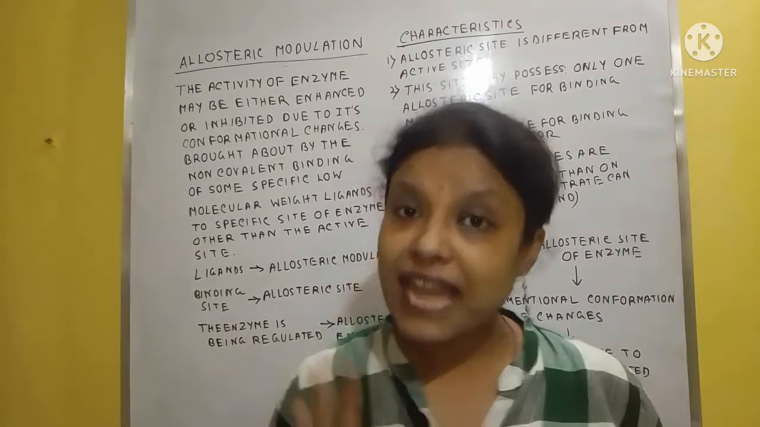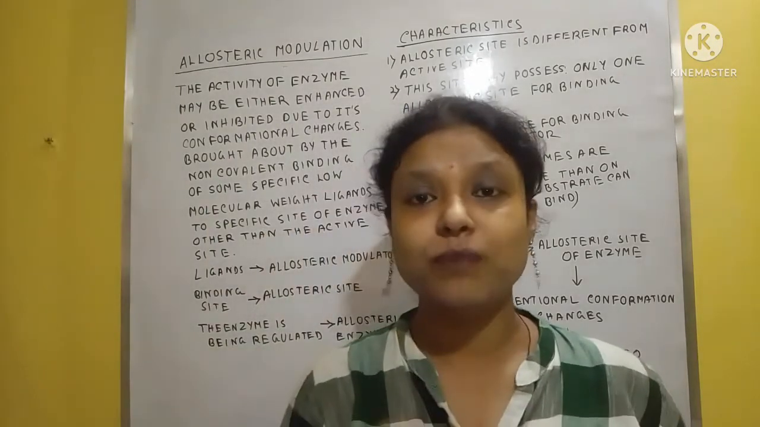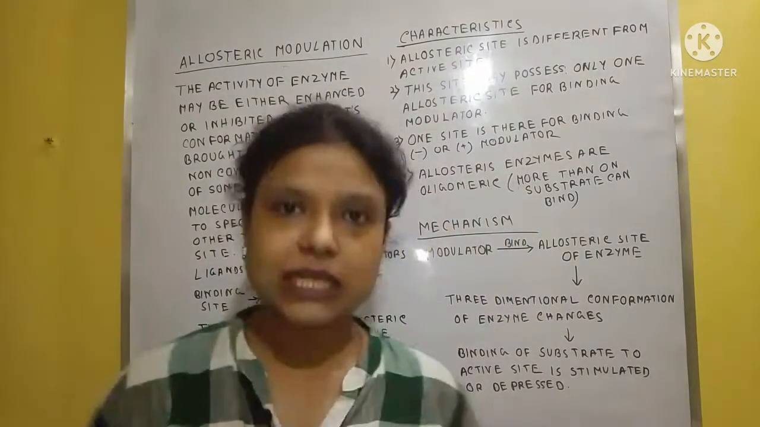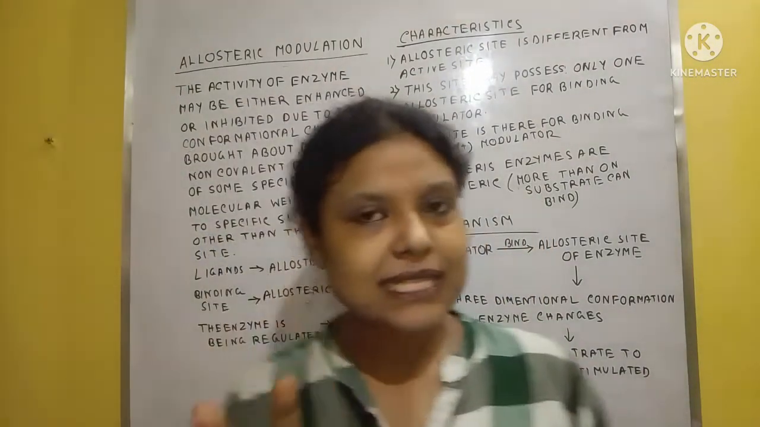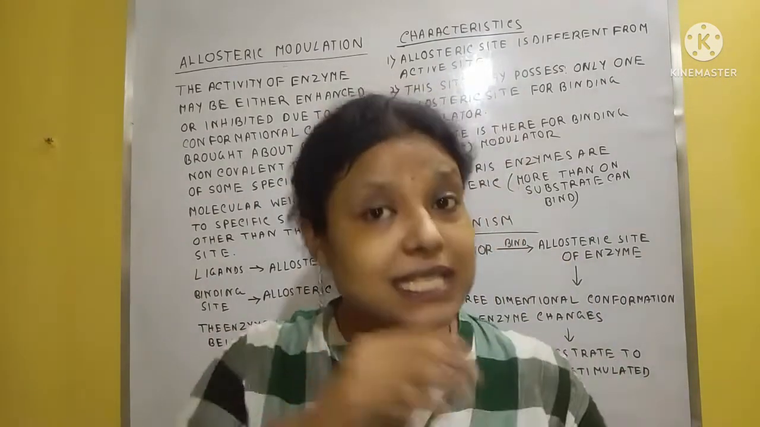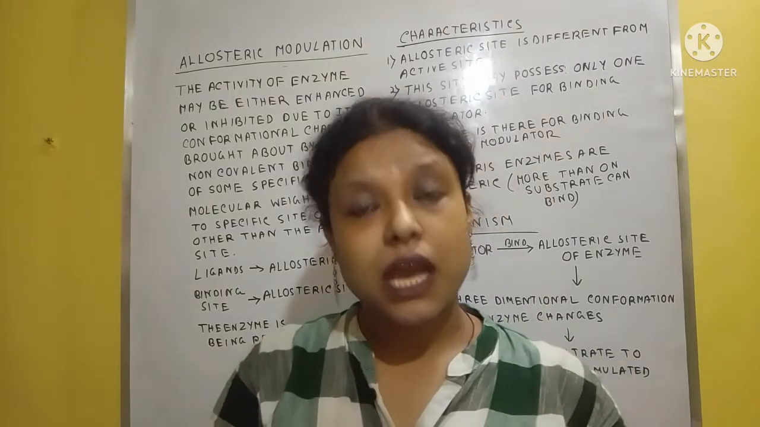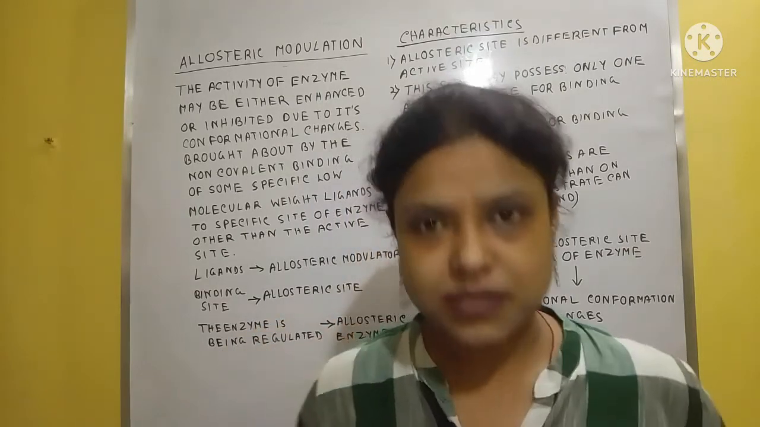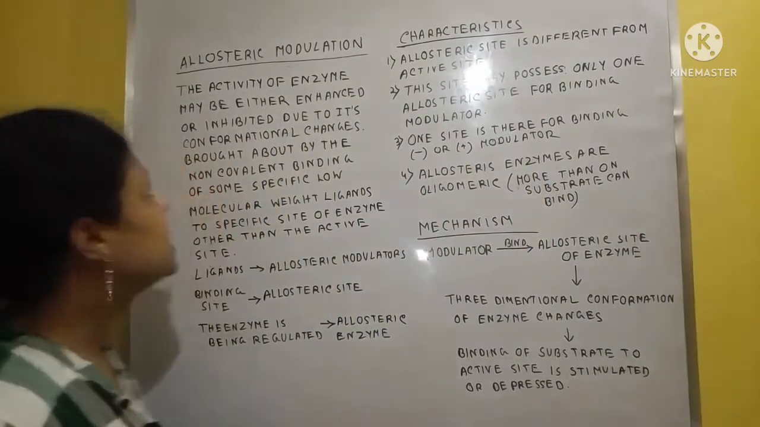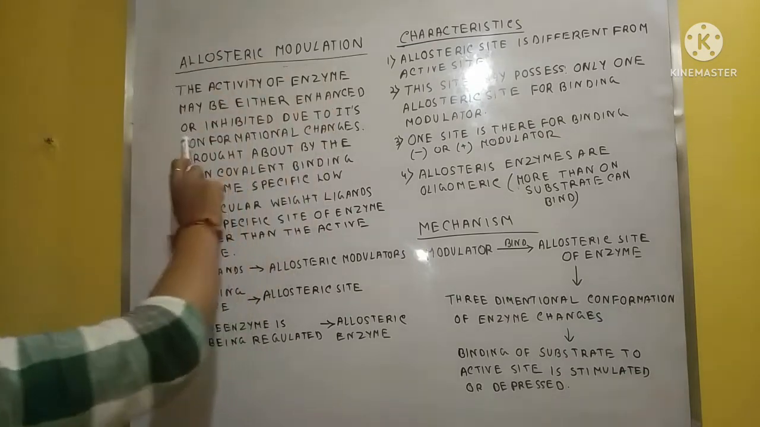This site is present in that type of enzyme, and it is helpful for the binding of ligands. These ligands are called allosteric modulators, and the binding of these ligands to the enzyme's allosteric site affects the binding of the substrate with the enzyme, or the formation of the ES complex, the enzyme-substrate reaction. Clear? So this is enzyme modulation, and here it is written that the activity of the enzyme may be either enhanced or inhibited.